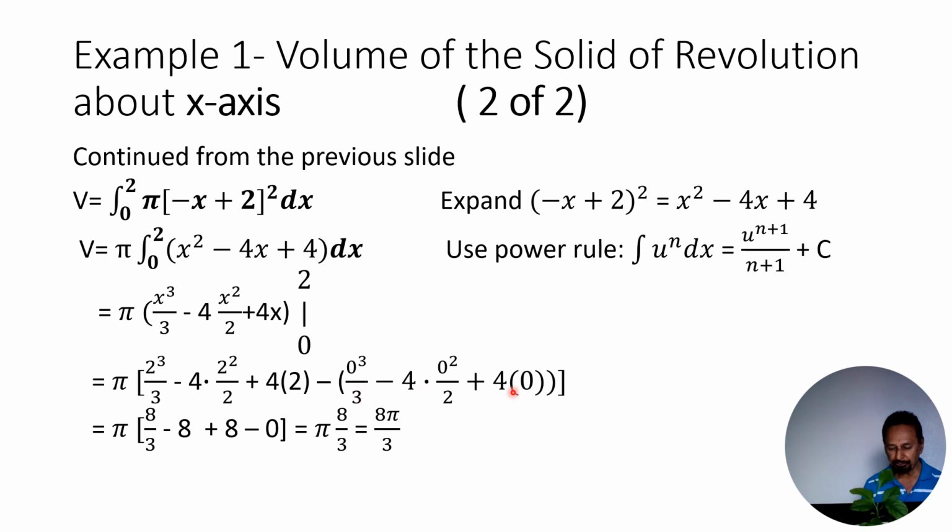So this all goes to 0, and you're left with pi times 8 over 3 minus 8 plus 8. So it becomes pi times 8 over 3, which is 8 pi over 3. So that's the volume of the solid of revolution.